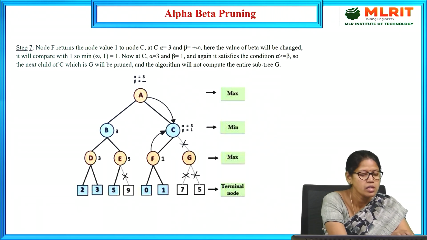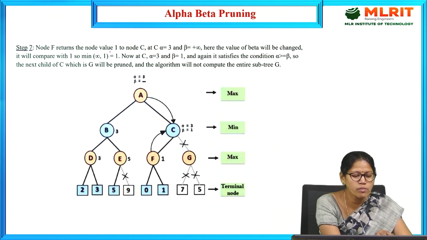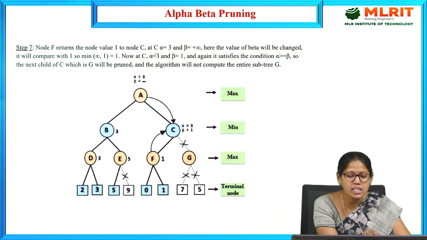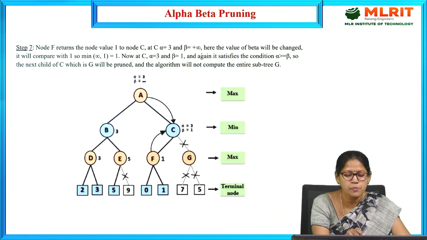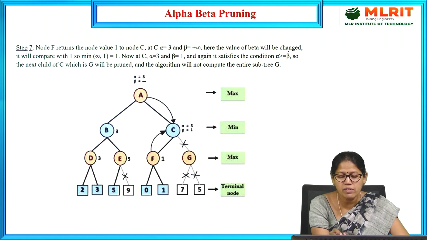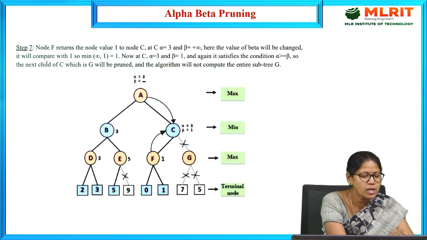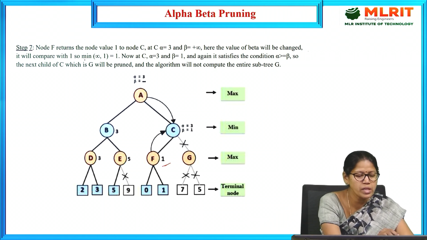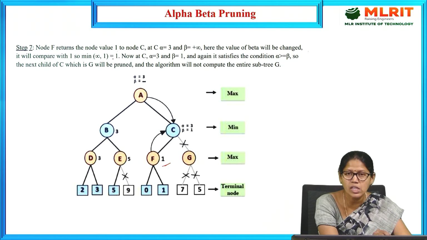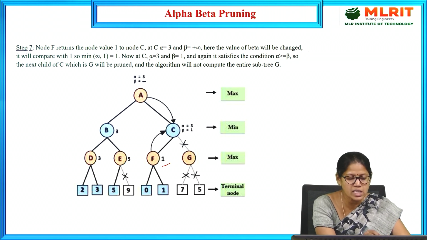Okay, let's see. Now node F returns the node value 1 to node C. At C, alpha equal to 3 and beta equal to plus infinity. Here the value of beta will be changed. It will compare with 1. So min of infinity and 1 equal to 1. Now at C, alpha equal to 3, beta equal to 1.